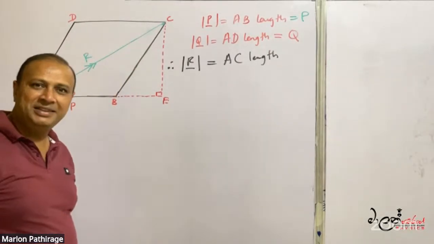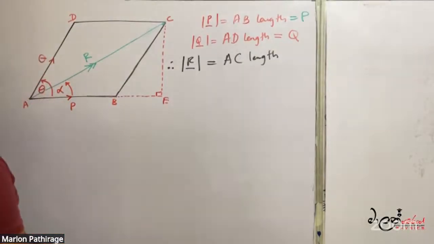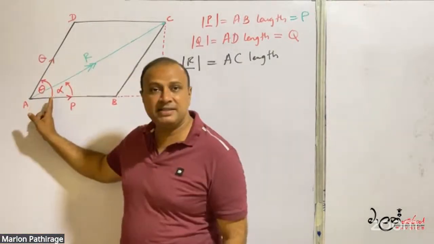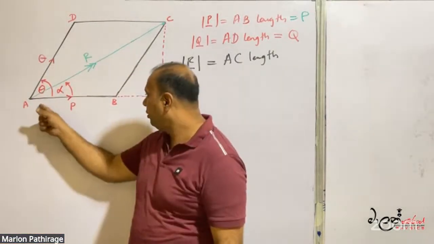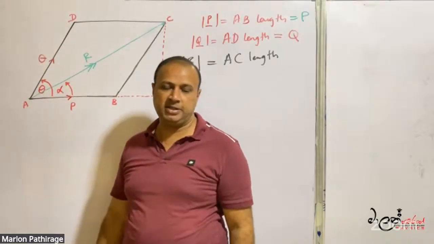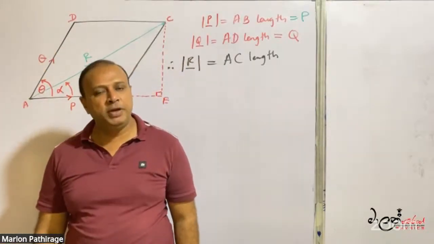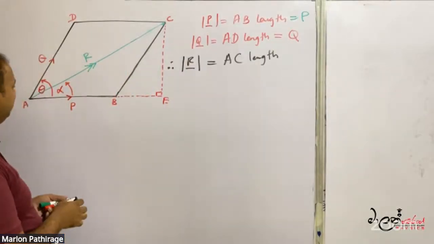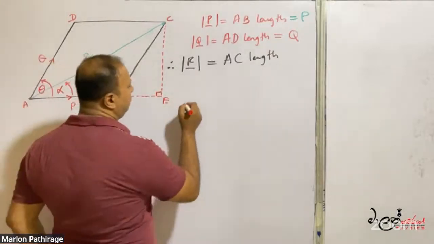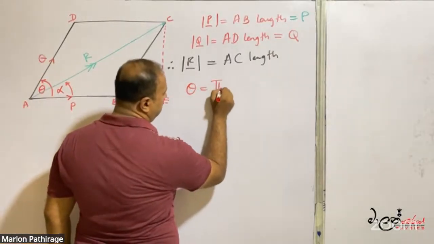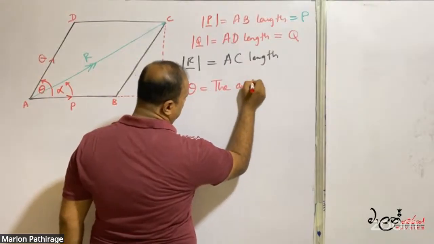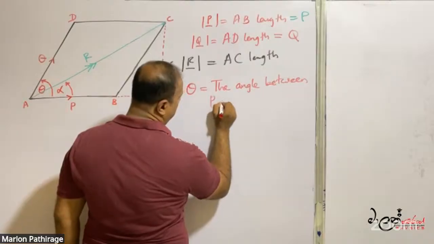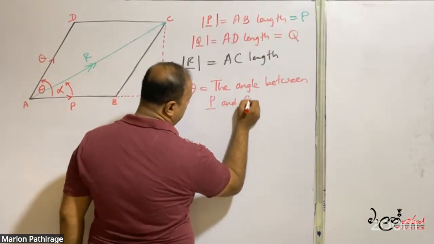What is the AC length? Here, theta is the angle between the P vector and the Q vector.